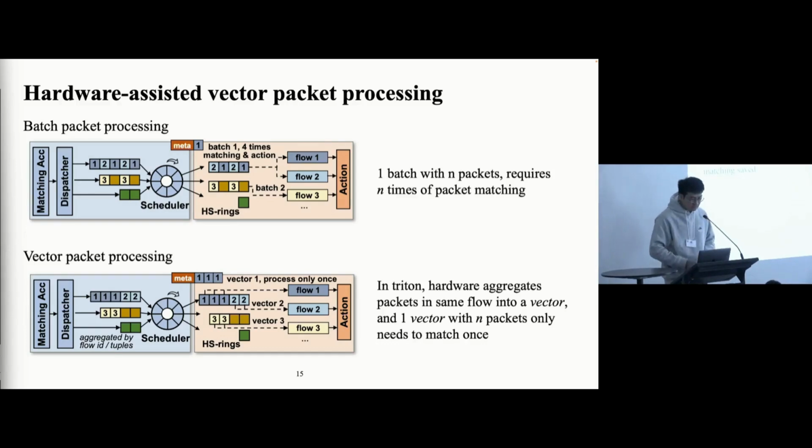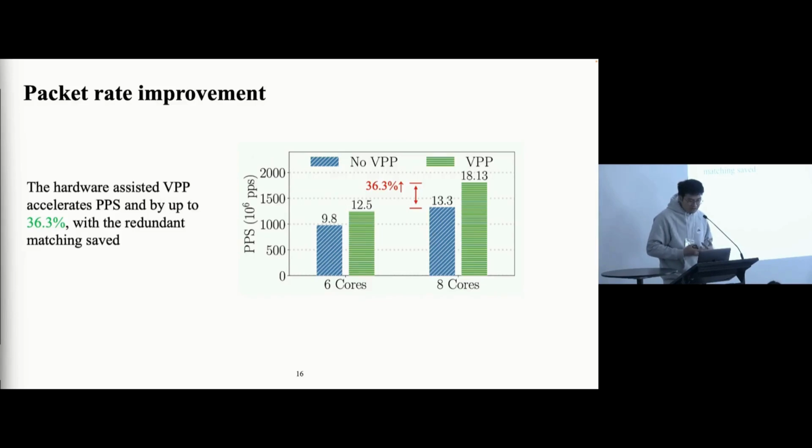The results show that the hardware-assisted vector packet processing greatly increases system performance. We can see that using 8 dedicated SoC CPU cores for AVS, Triton achieves a 36% packet rate improvement.